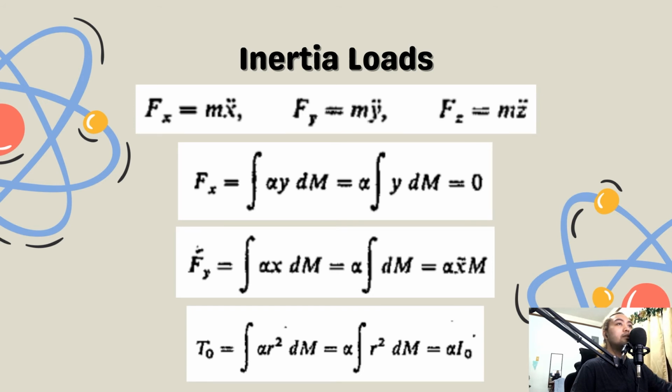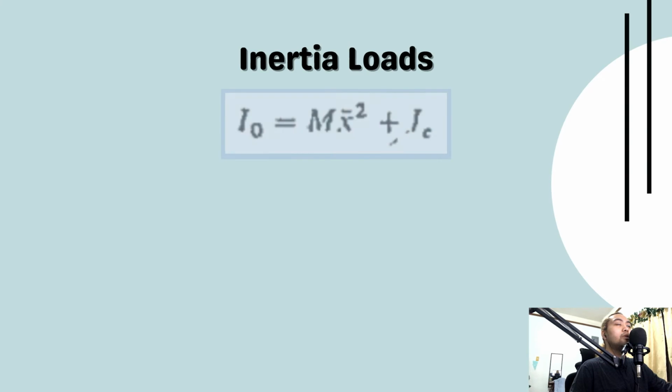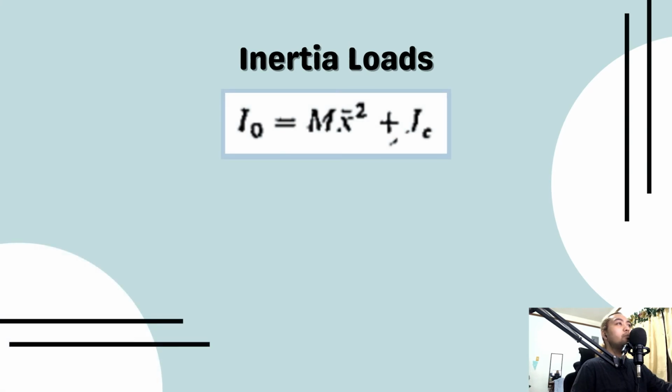Now, you can see in the equation we have I sub O. The term I sub O represents the moment of inertia of the mass about the axis of rotation. This moment of inertia can be transferred to a parallel axis through the center of gravity by using the following relationship, which is I sub O equals m x squared plus I sub c.